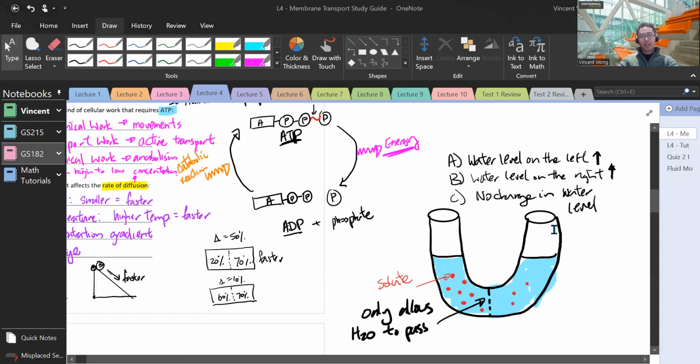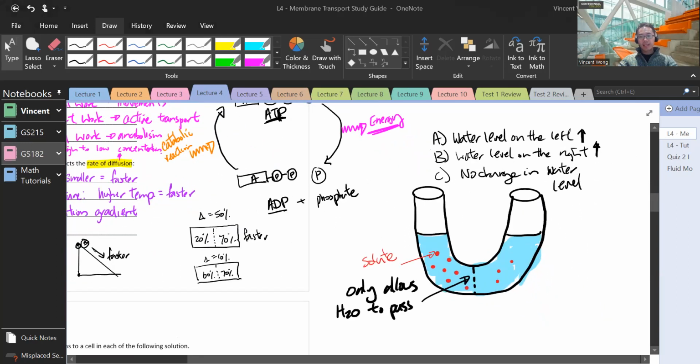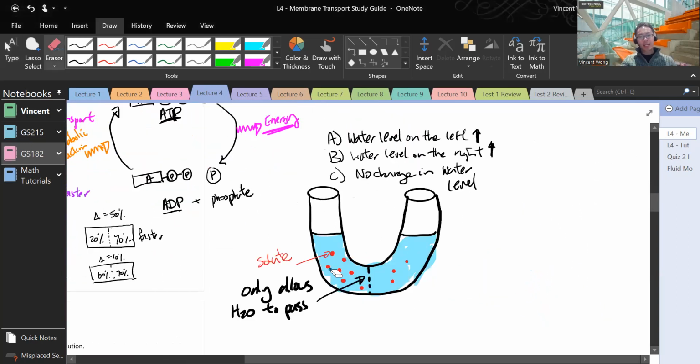So the idea here is that the red dots are not able to move because this only allows the water to pass through, right? So the water will move towards the side that has higher solute concentration in order to balance it out, right?